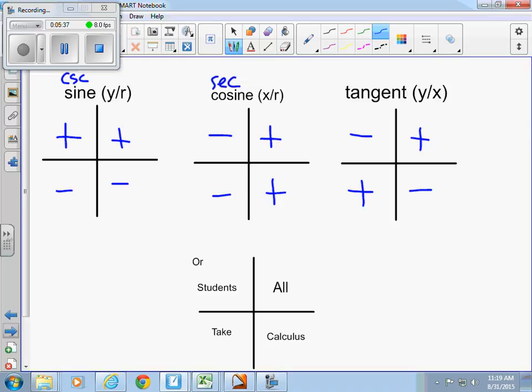A memorization tool for that is All Students Take Calculus. All three trig functions are positive in quadrant 1. Sine is the only one that's positive in quadrant 2. Tangent is the only one that's positive in quadrant 3. And cosine is the only one that's positive in quadrant 4. So All Students Take Calculus is kind of a summary of those three charts. Any questions about that? Now to get secant, cosecant, cotangent, you just have to think of it in terms of its reciprocal. Any questions?